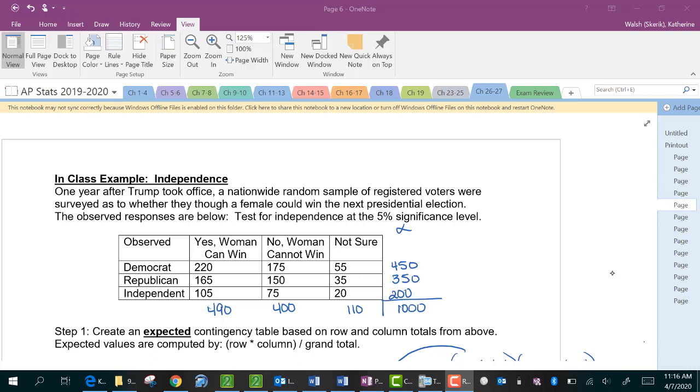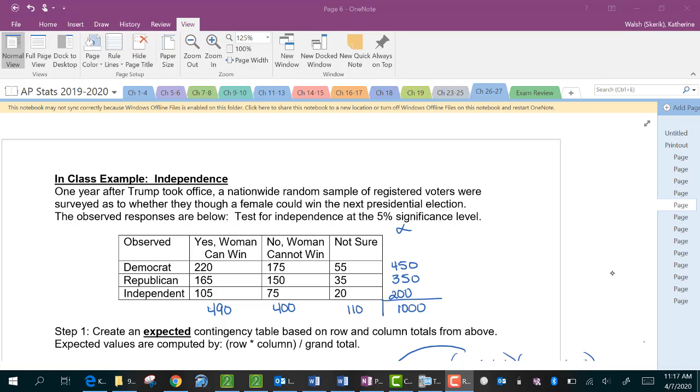Okay, I'm going to walk you through one more test of independence. So the problem says, 1 year after Trump took office, a nationwide random sample of registered voters were surveyed as to whether they thought a female could win the next presidential election. The observed responses are below. Test for independence at the 5% significance level.